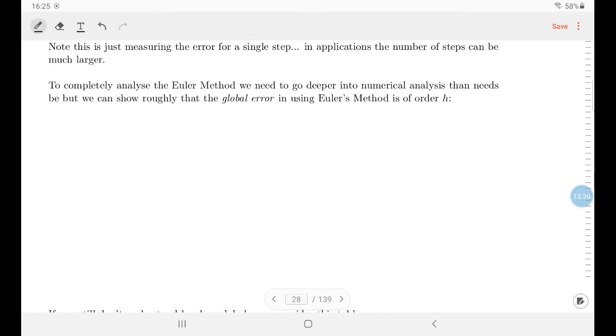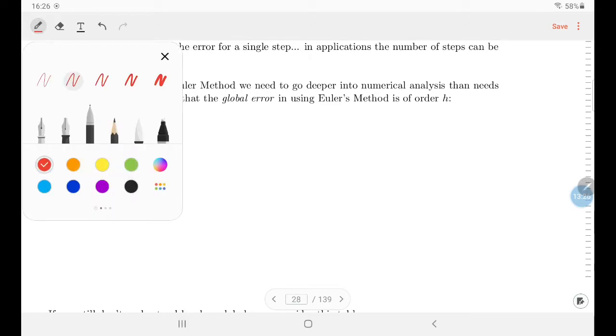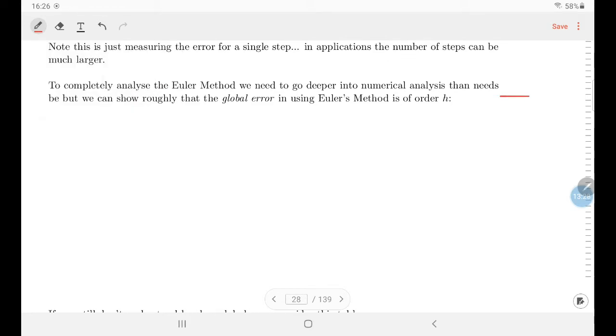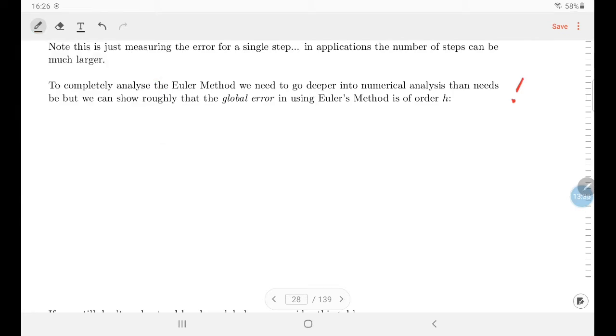Now, I think we're going to show, and there are some technicalities here, which I think will be alluded to later, but we won't worry about them. This isn't quite correct what I'm doing, but it's okay. So what we're going to show is that if you do it loads of times, and you look at the error at the very end, it's going to be actually a multiple of h.